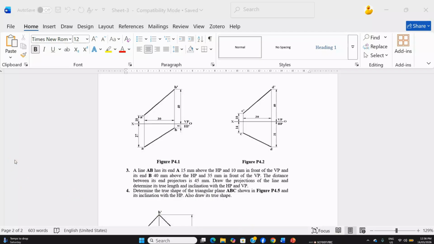In the last tutorial, we saw how to find the true length and true angle of a line when the line is neither parallel to the horizontal plane nor to the vertical plane. But the method we used to find the true length and true angle is called the revolution method. Today we are going to discuss another method to find the true length and true angle, that is the auxiliary plane method. So let's try to understand how to find true length and true angle using the auxiliary plane method.